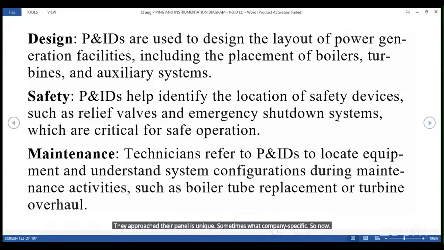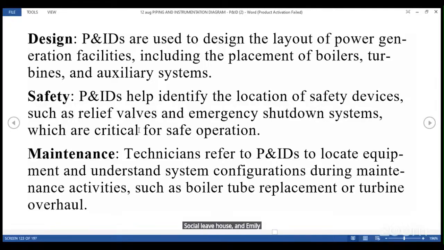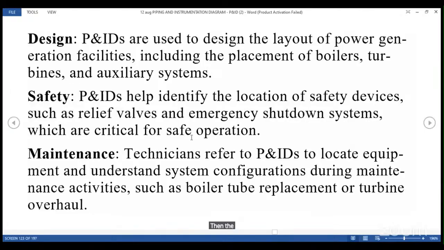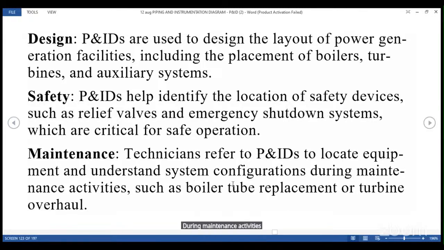Now the P&IDs are used to design the layout of power generation facilities, including the placement of boilers, turbines, and auxiliary systems. For safety, P&IDs help identify the locations of safety devices such as relief valves and emergency shutdown systems, which are critical for the safety of operations. For maintenance, technicians refer to P&IDs to locate equipment and understand system configurations during maintenance activities, such as boiler tube replacement or turbine overhaul.